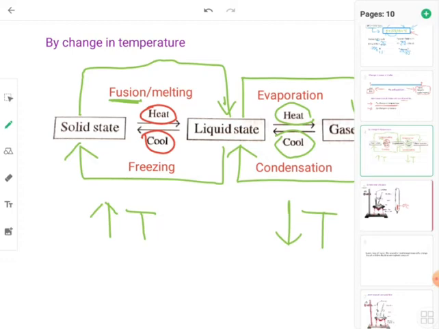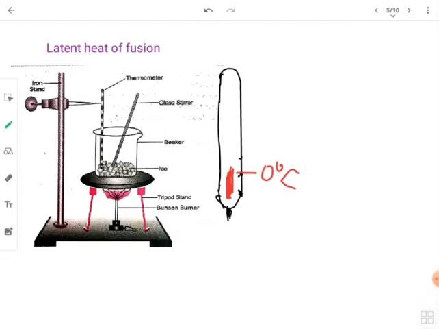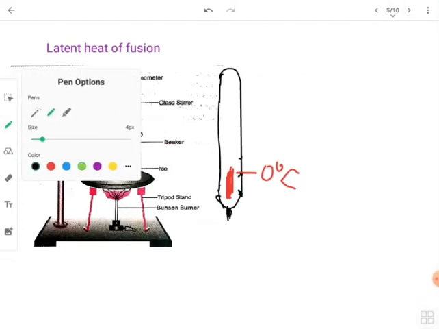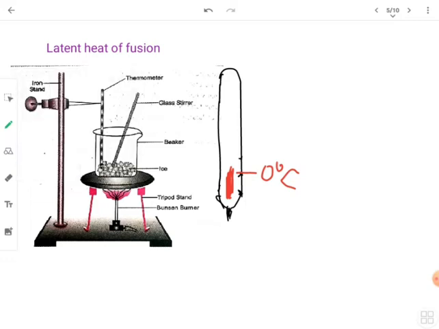Now we need to understand one or two more terms specific to this. Let us see what they are. Okay, so in this one we are going to talk about latent heat of fusion. Now what is this latent heat of fusion? Let us first of all understand this diagram, then we'll get to this. In this diagram you will see that we are basically melting the ice, and with the help of a thermometer we are checking the temperature at which it melts. That means we are checking its melting point.